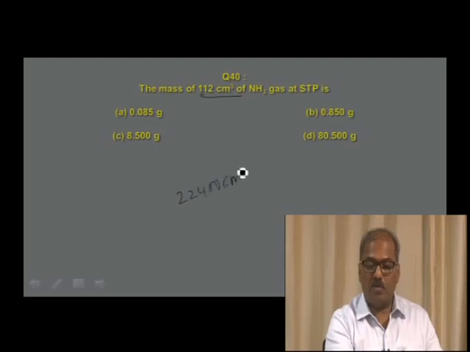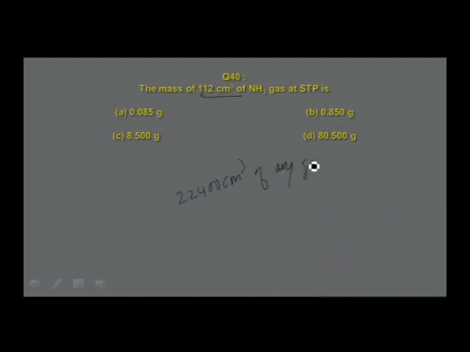22,400 centimeter cube of any gas weighs molar mass. So therefore, 22,400 centimeter cube of what is the gas given in this case? Ammonia weighs 17 grams. What is 17 grams? That is the molar mass of ammonia.